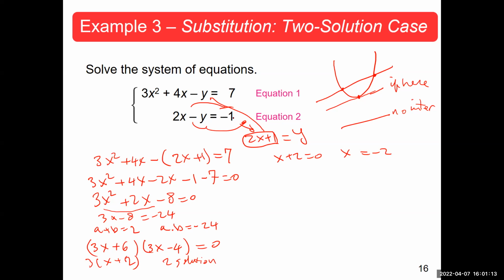Then what is the y value? I'm going to take this x, y equals 2 multiplied by negative 2 plus 1. I took this value of x and plug it into here. That's negative 3.